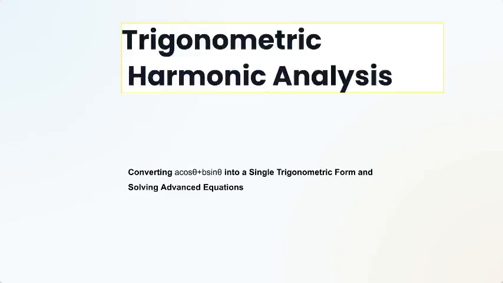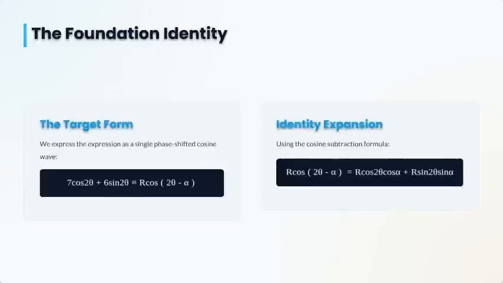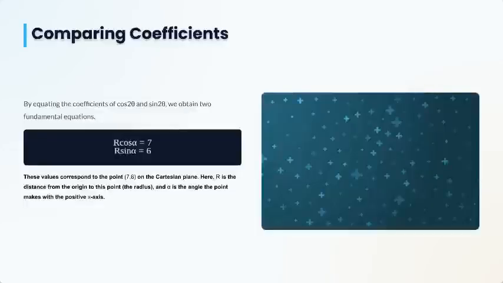We'll begin with phase 1, the transformation. Our goal here is to express the expression 7 cosine 2 theta plus 6 sine 2 theta in the form R cosine(2 theta minus alpha), where R is our amplitude and alpha is our phase shift. To start, we use the cosine subtraction formula as our template. By expanding R cosine(2 theta minus alpha), we can see exactly how the R cosine alpha and R sine alpha components align with our original numbers.